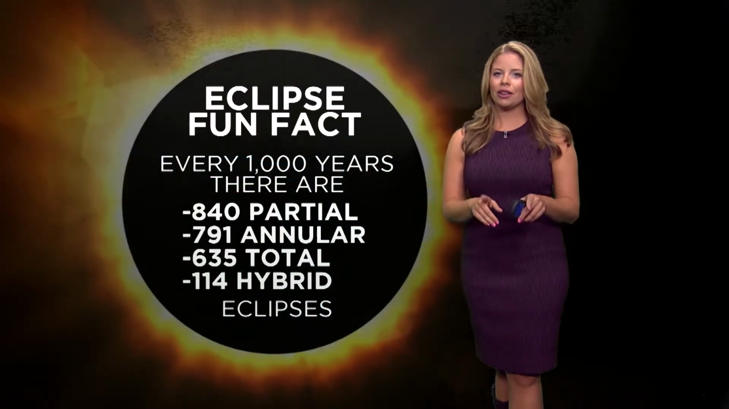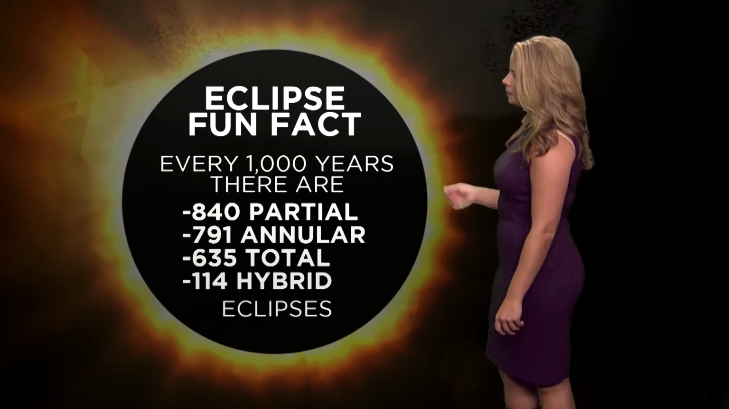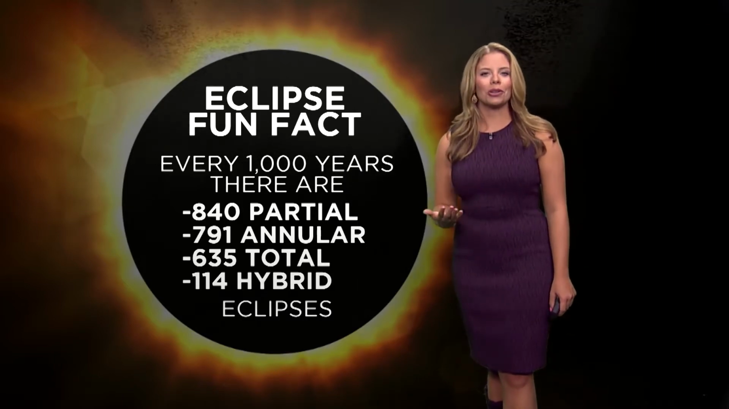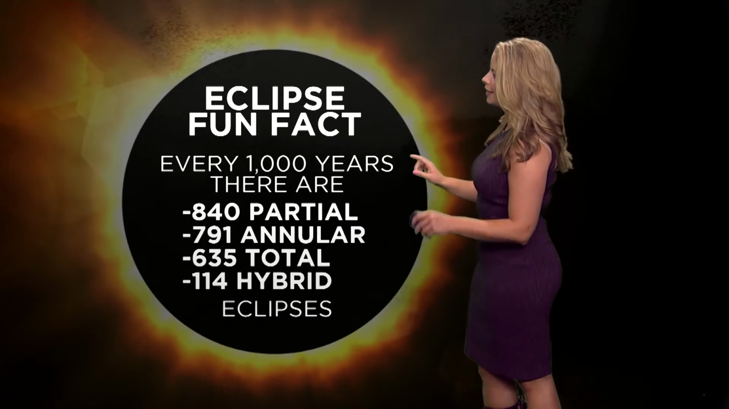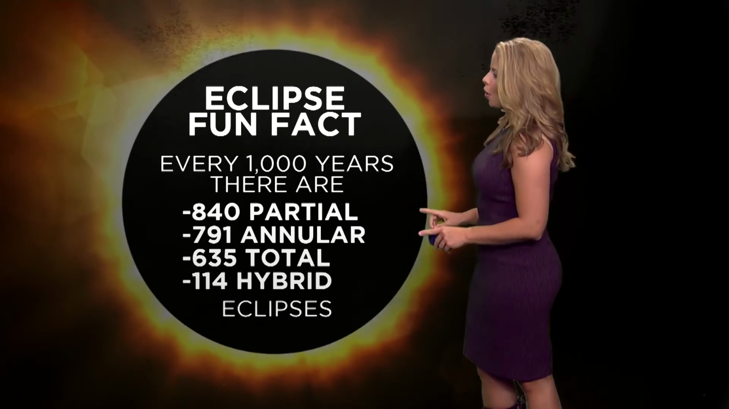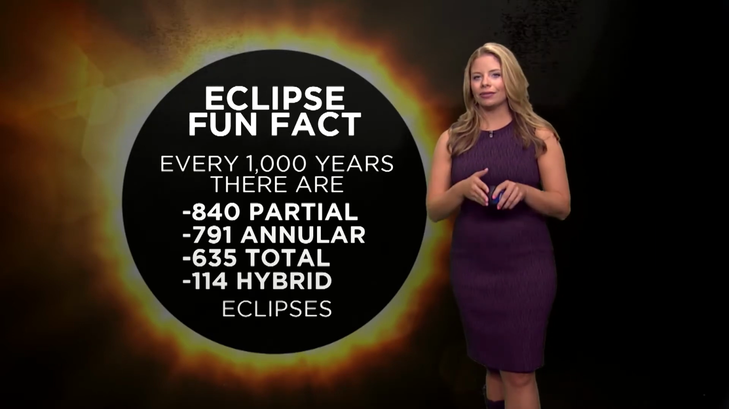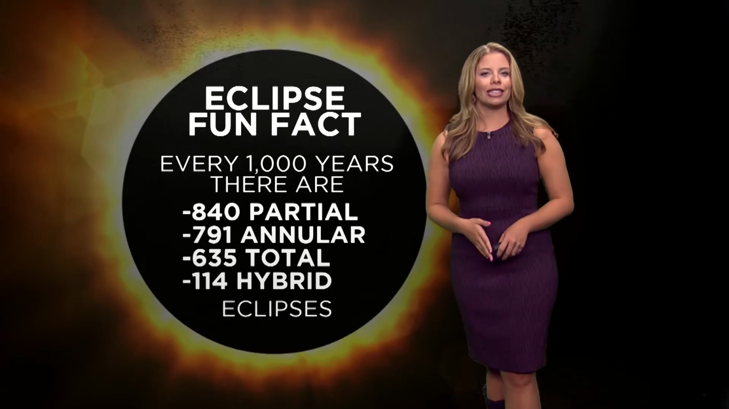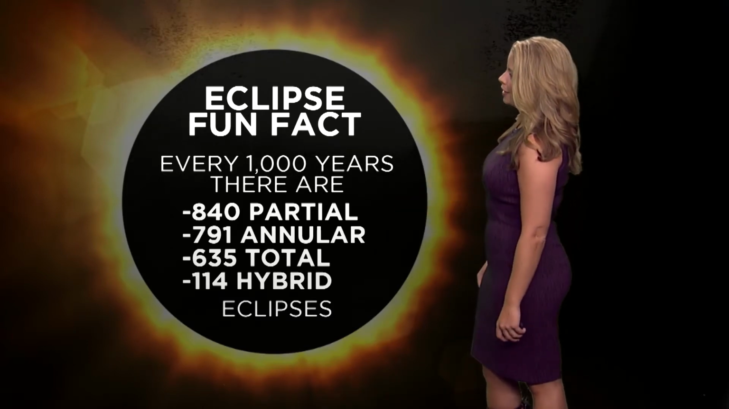So I'll have more details on what you can expect where in the United States, but here's your next fun fact. Every 1,000 years, there are 840 partial solar eclipses. There are also 791 annular eclipses, 635 total eclipses, about 2 to 4 every year. So they're not, relatively speaking, rare, but it is for exactly where you're standing. You're only treated to one about every 100 years or so, and about 114 hybrid eclipses.